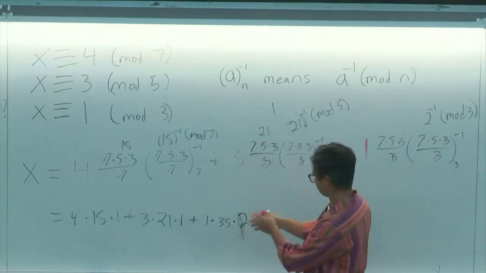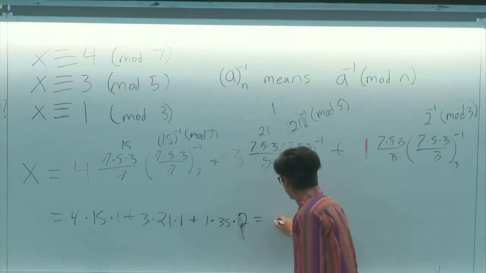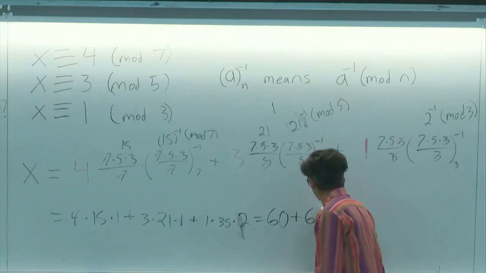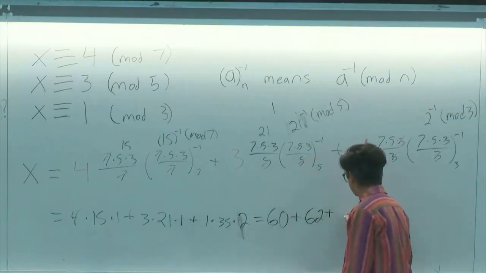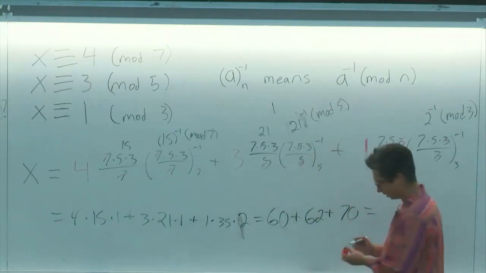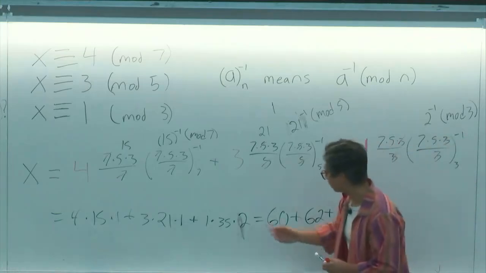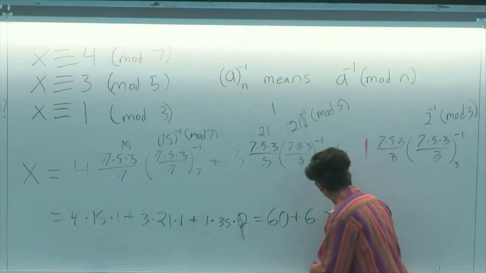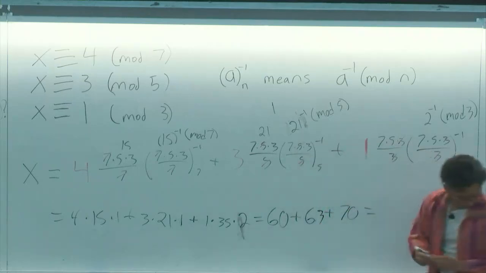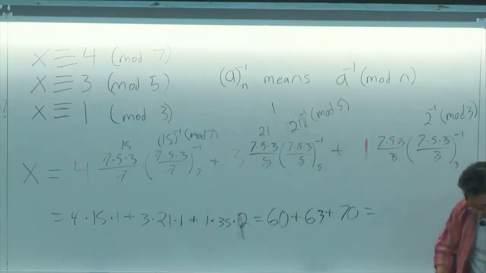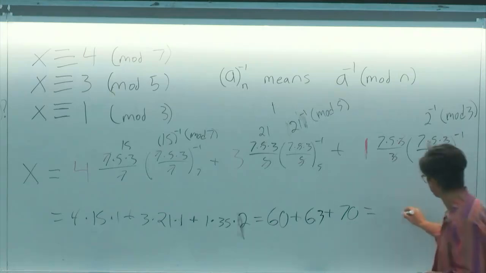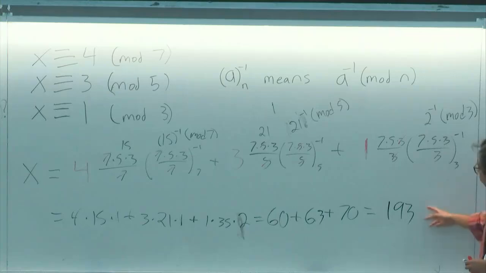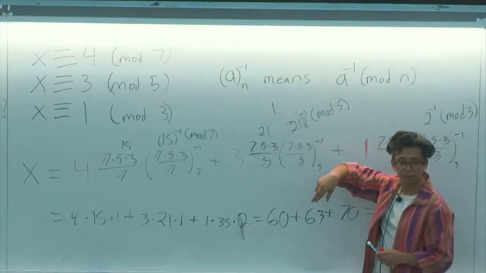So then we could just write this all out. 4 times 15 is 60, plus 63, thank you, plus 70. Great, keeping me honest. And then all that together gets us 193. And if you checked, 193 would satisfy all 3 of those equations.